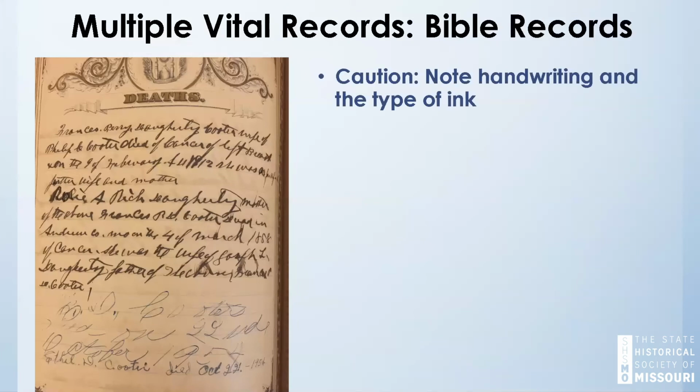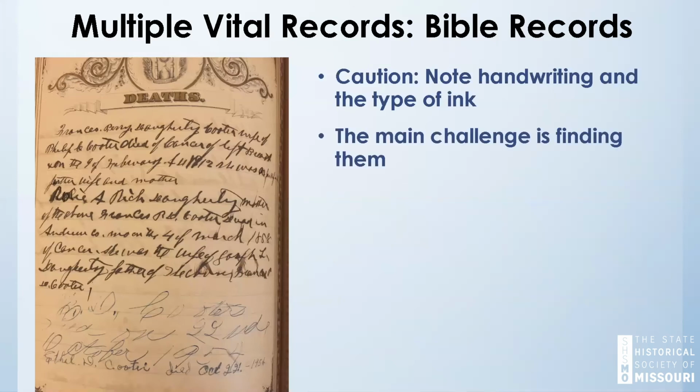Bible records. One big caution with Bible records is to pay attention to the handwriting and the type of ink, because it indicates either everything was written once, if it's all identical ink and handwriting, or things were added at different times if it differs. So here's an example where the first two entries look like they were entered at the same time, but then there's another entry at the bottom that was definitely entered later and probably contemporary to the event. So you've got to be aware of that because there can be errors.